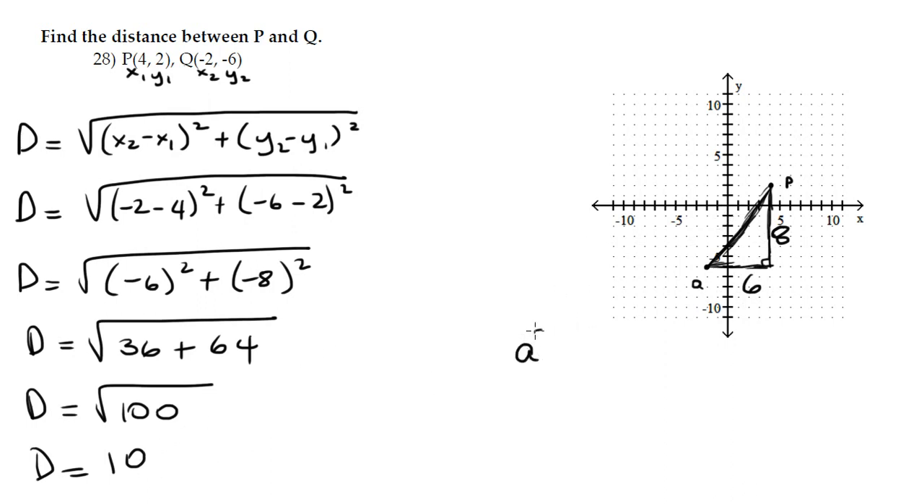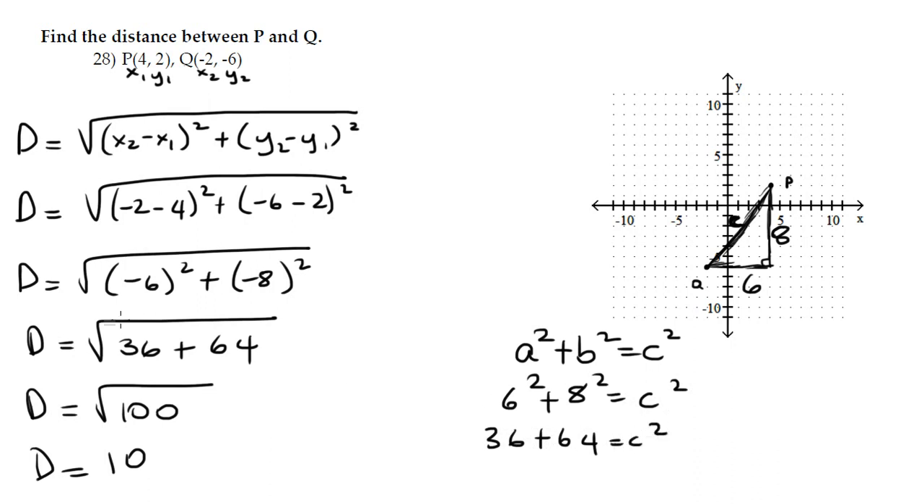Or you can use the Pythagorean theorem, where C is the length of the hypotenuse, the side that we're looking for always. Let's say A is 6 squared, plus B is 8 squared, equals C squared. 36 plus 64 equals C squared. You can see it mirrors here. 100 equals C squared.